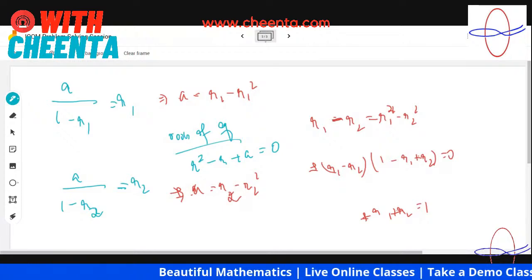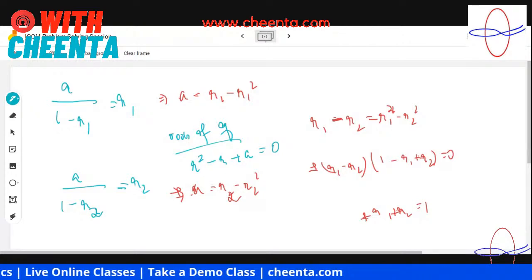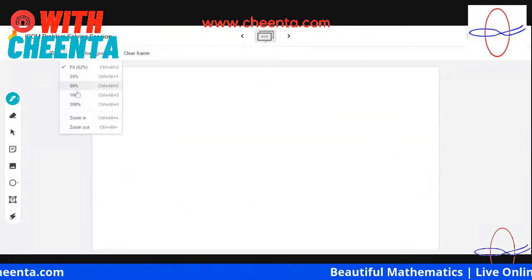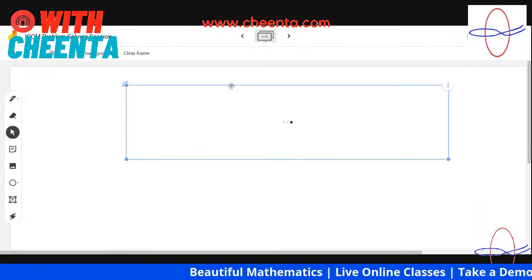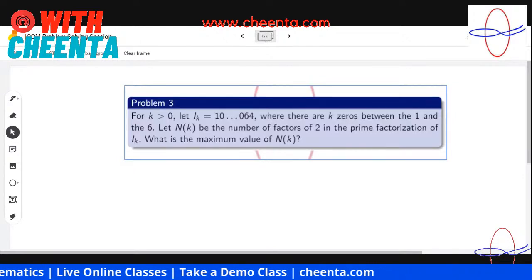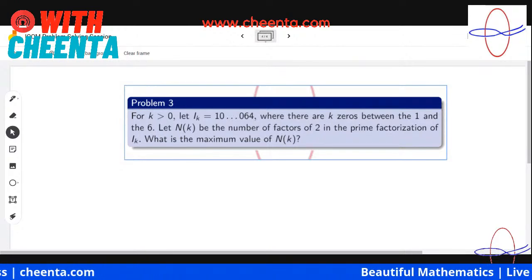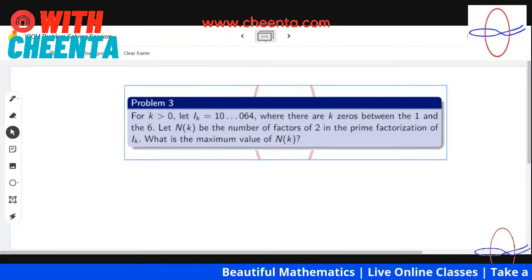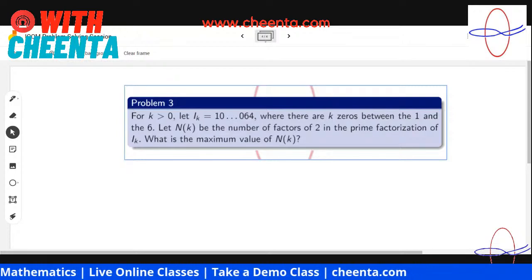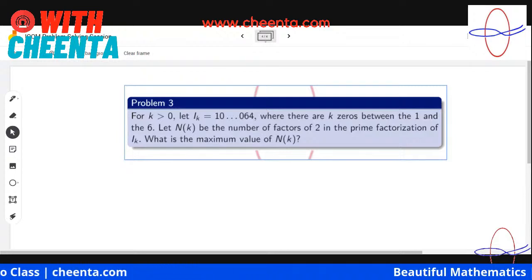Number theory. Okay, I like this problem. Let's do this problem together. Can all of you see the problem, guys? Maybe this is the last problem for today. Can all of you see the problem? Others can see.